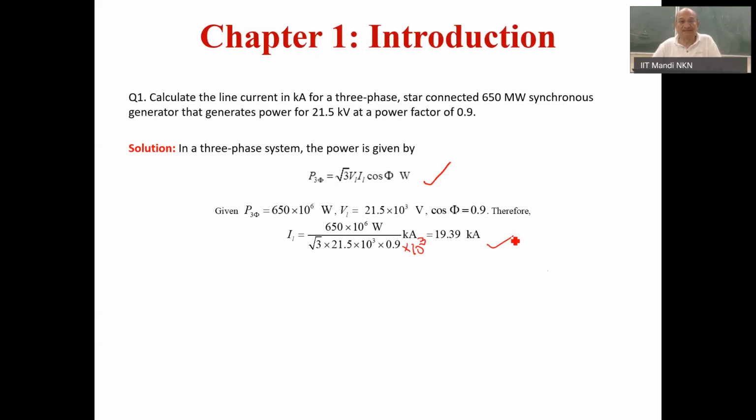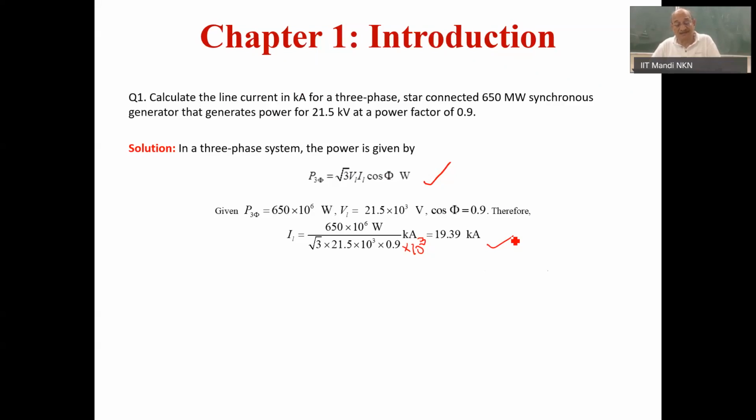How much power does a fan in your house consume? What is the current there? 230 volts divided into 60 watt, the current would work out to be a fraction of an ampere. Whereas the phase current in the generator winding is of the order of 19.39 kiloamperes.